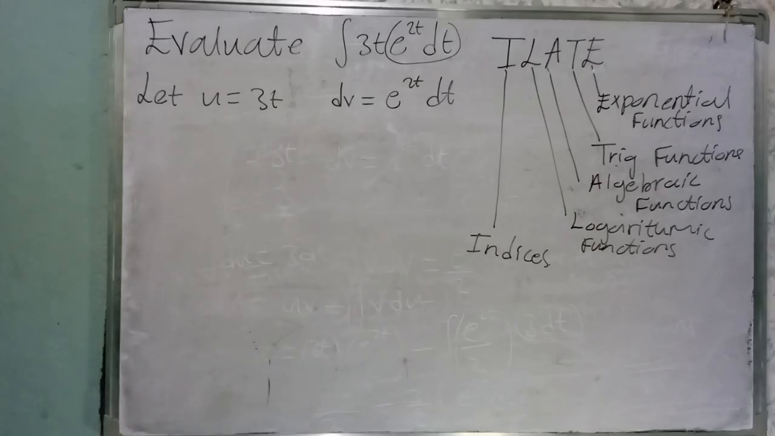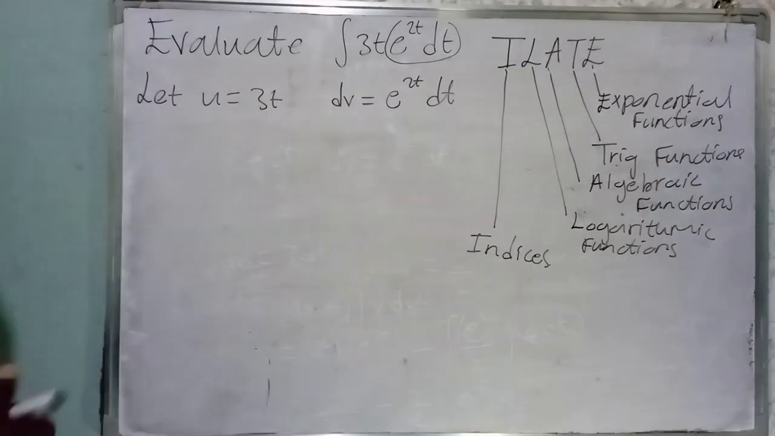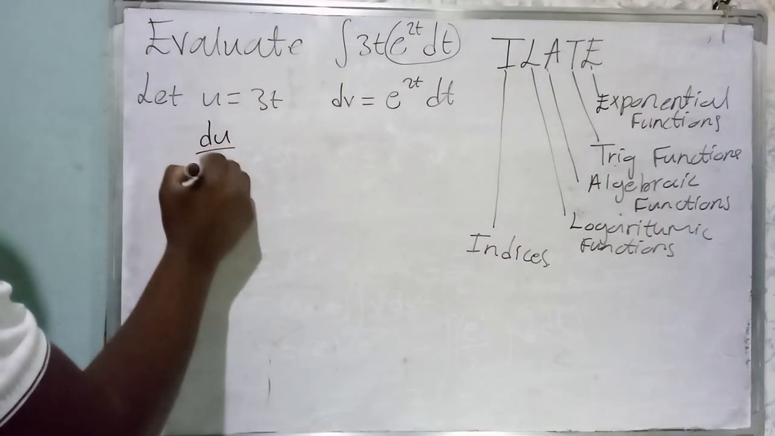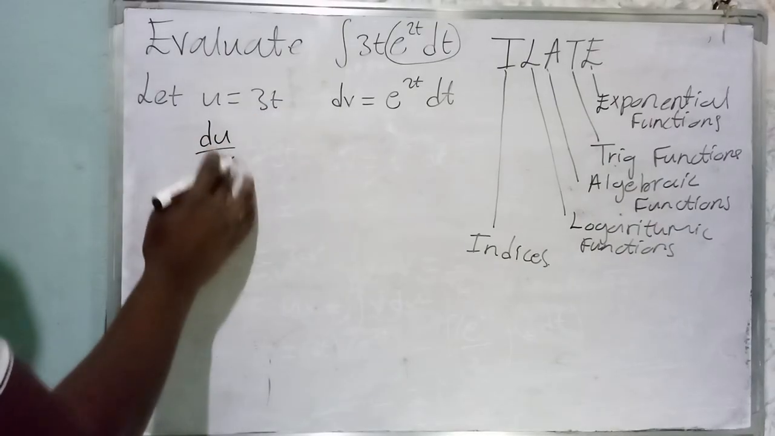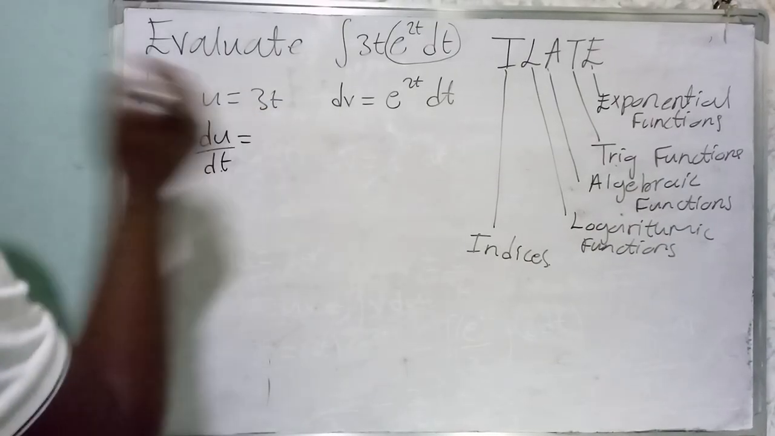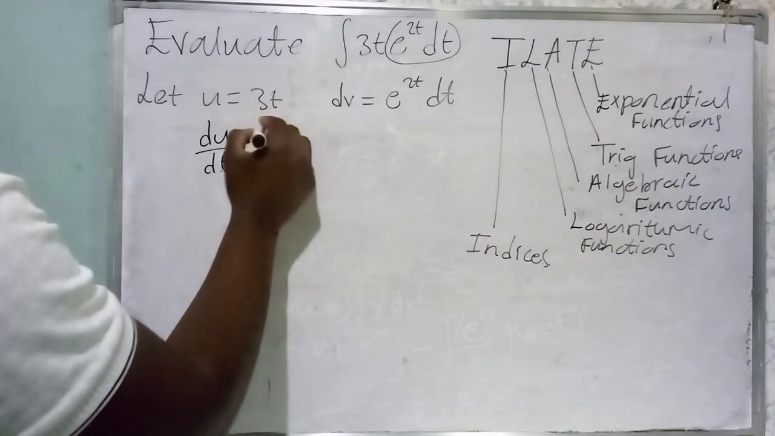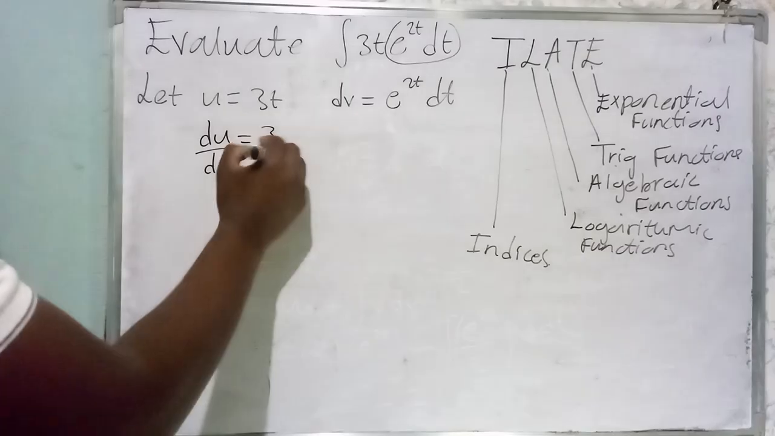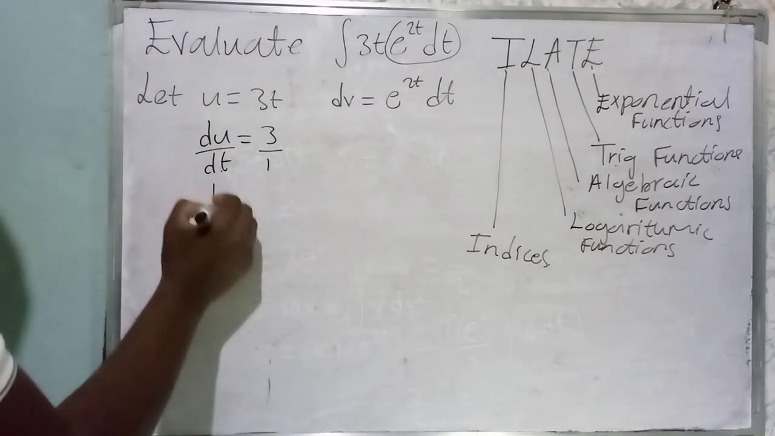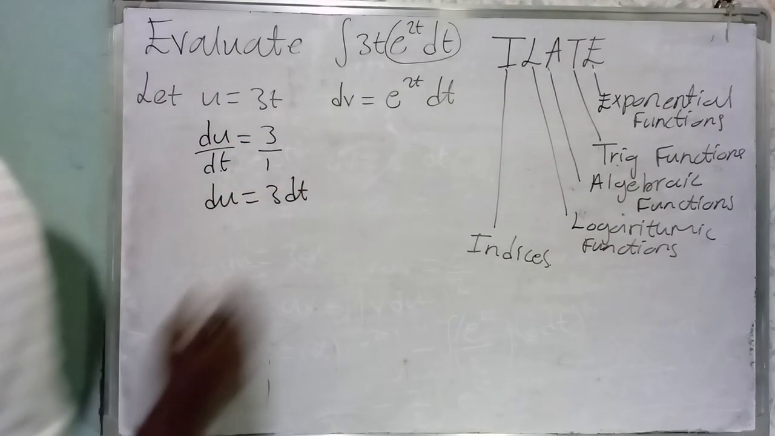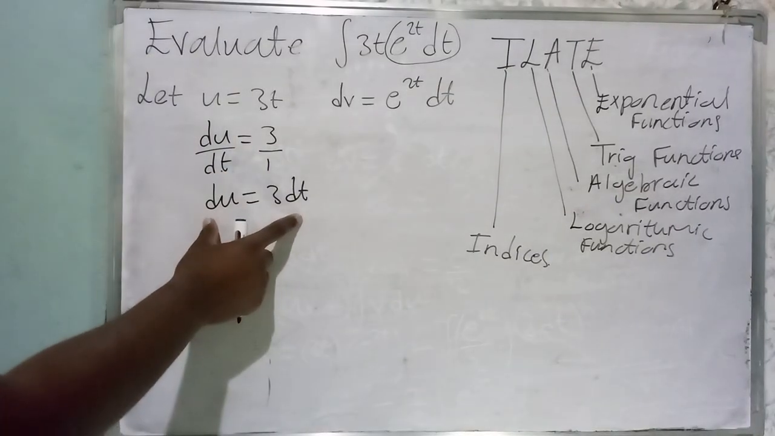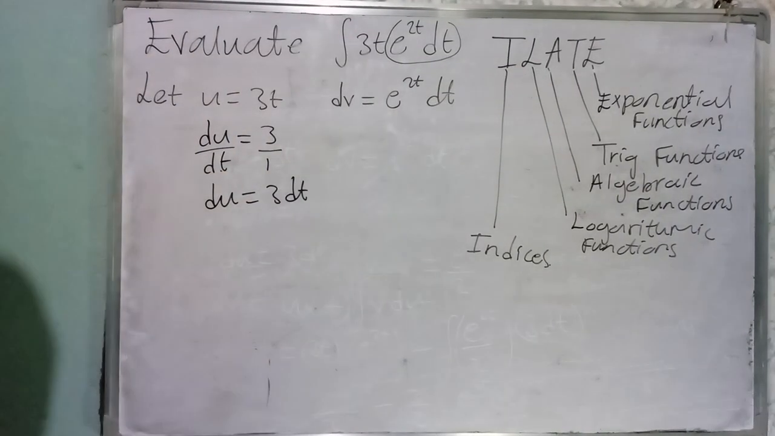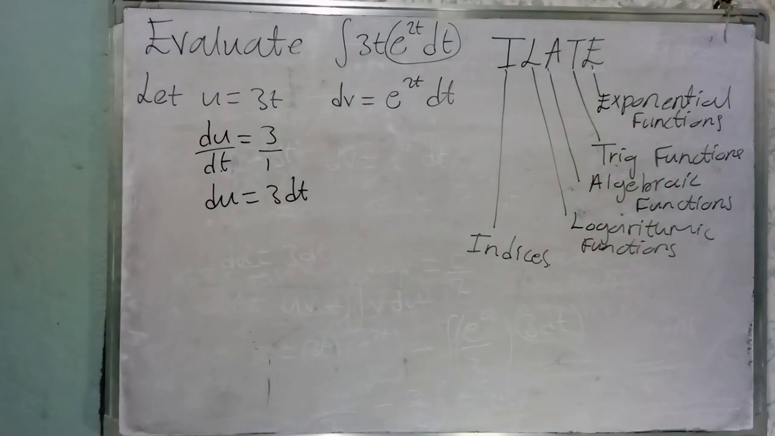Then what's the next step? The next step is to differentiate this function. So du/dt, since we are using t, equals the derivative of 3t, that is 3. Then you make du the subject, so we have du equal to 3 dt. That means we're done with this side. Then on the side where we have dv, we are supposed to integrate both sides.